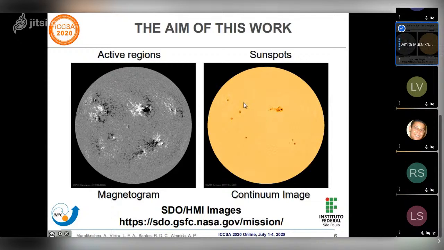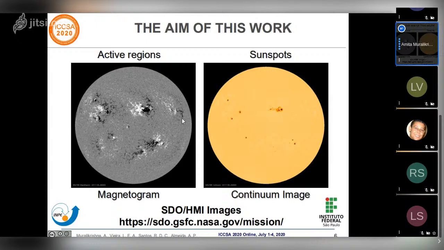The right image is also a record of the photosphere, but now in visible light. If we could look at the sun directly, please don't do that. Don't try to do that. We will see something like this. And in this kind of image, we can see what we call the sunspots.